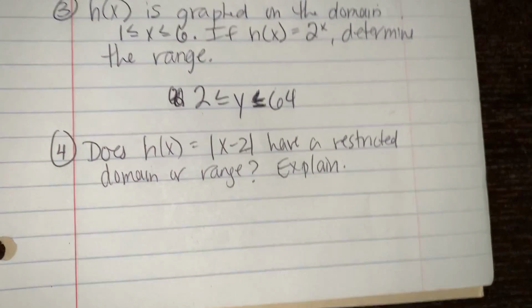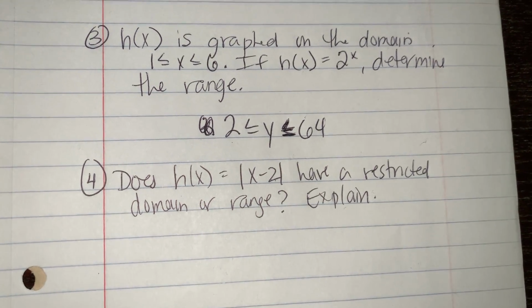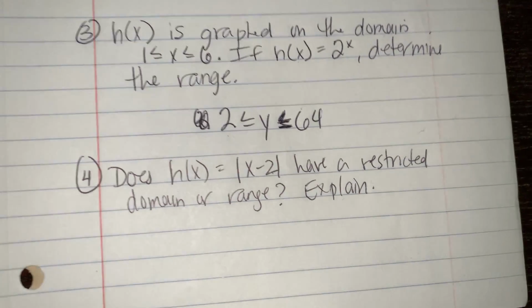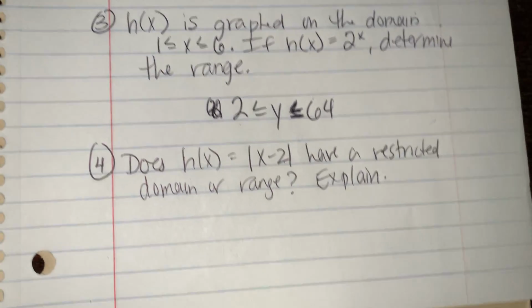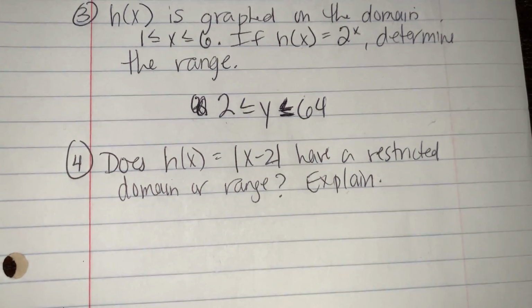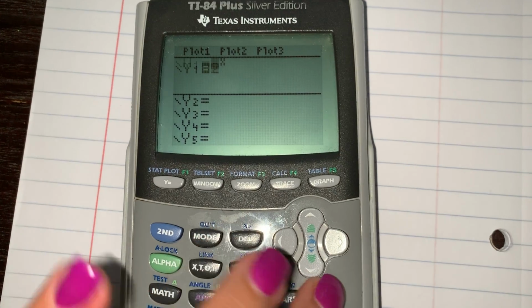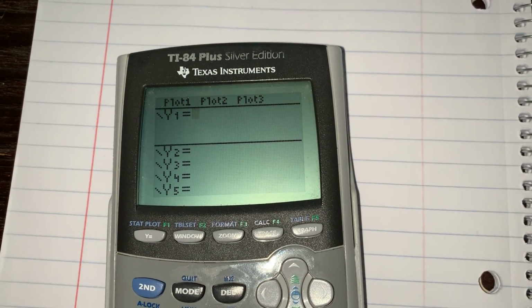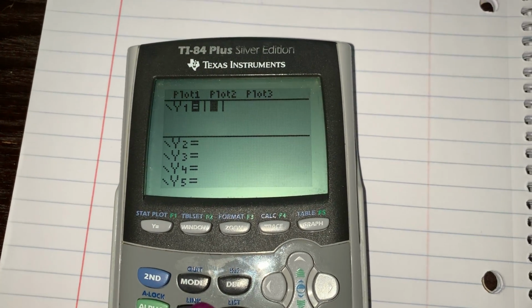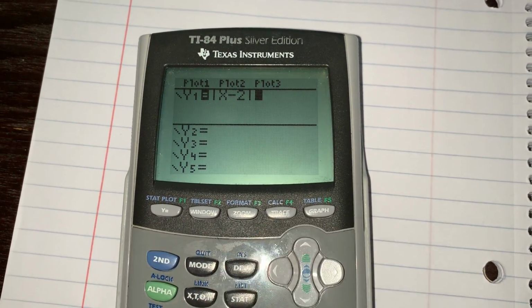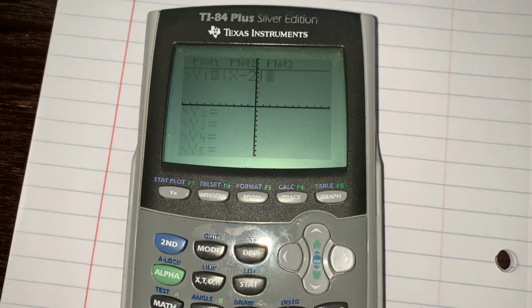Last one, number 4. Does h of x equal the absolute value of x minus 2 have a restricted domain or range, and explain? So in this case, we're not being given any restrictions. We have to determine if one already exists given the function. So let's go type in h of x into our y equals so that we can take a look at this. Now remember, to get your absolute value, you go to math, over to num, and hit number 1 for ABS. We're going to type in our x minus 2 and then use our over arrow to get out of the absolute value. So let's just, to start, hit graph, and let's look at the picture.